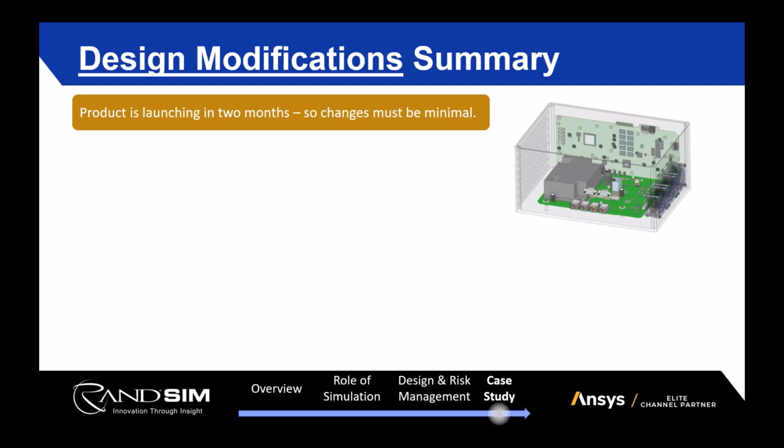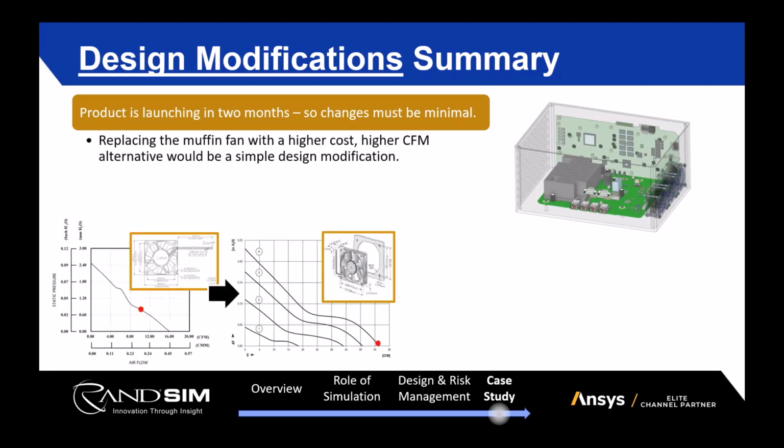And so in this condition here, we could say that our product is being launched in about 2 months. So we don't want to make any massive overhauls. We don't want to have to completely reconfigure our heatsink or our PCBs, right? That's considered out of the realm of what we could tolerate from a time frame perspective. So we're looking at some relatively quick and easy substitutions. And so for a design like this, obviously substituting out those muffin fans for a higher CFM muffin fan would be a great way to start that process, right?